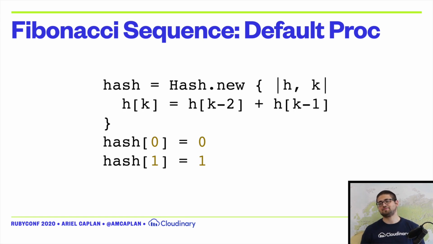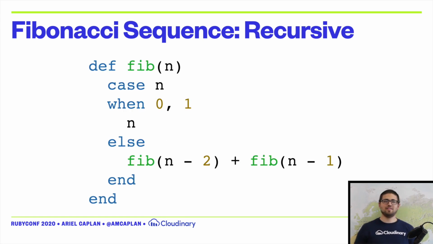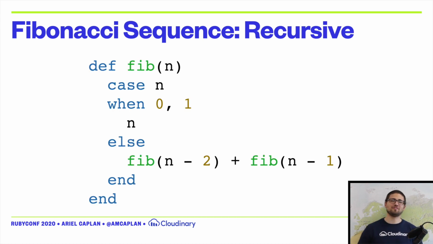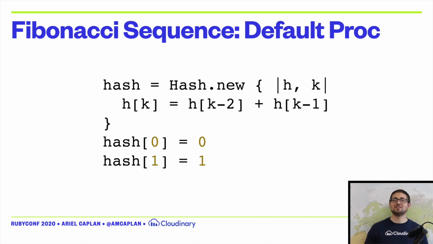hash 1 equals 1. What's also cool about this is this recursive method can calculate in a second on my MacBook Pro the first 35 Fibonacci numbers. This can calculate the first 100,000 Fibonacci numbers in a second. So 35, 100,000, what's the difference? Well, let's think about it.